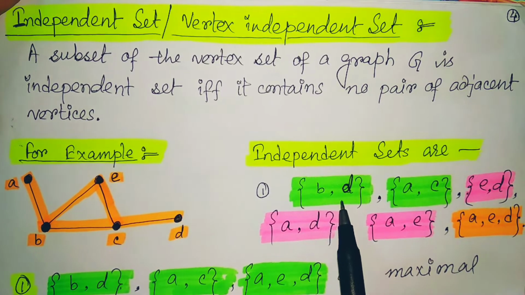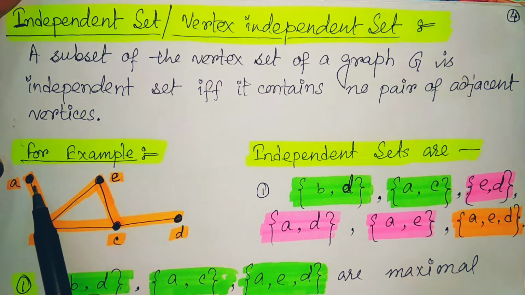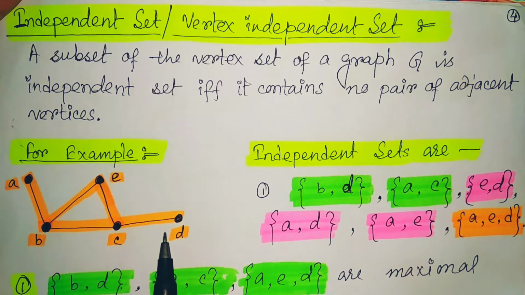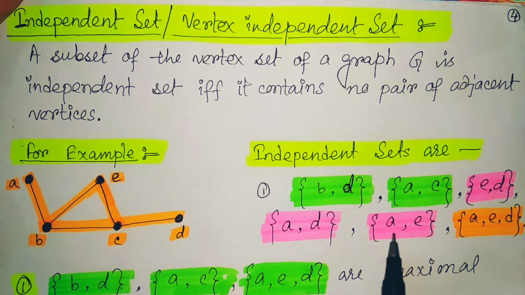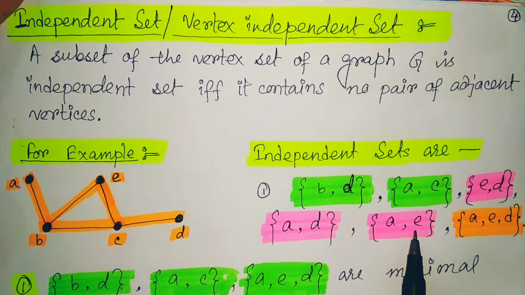Now it is the AC. AC means A is this one and C is this one. Again they are not connected, so these two are independent. Now it is ED. E and D. Again no connection is there, so these are independent. AD. So A is this one and D is this one, so no connection between them, so this is independent. Again AE. These two again we can say these are independent sets.